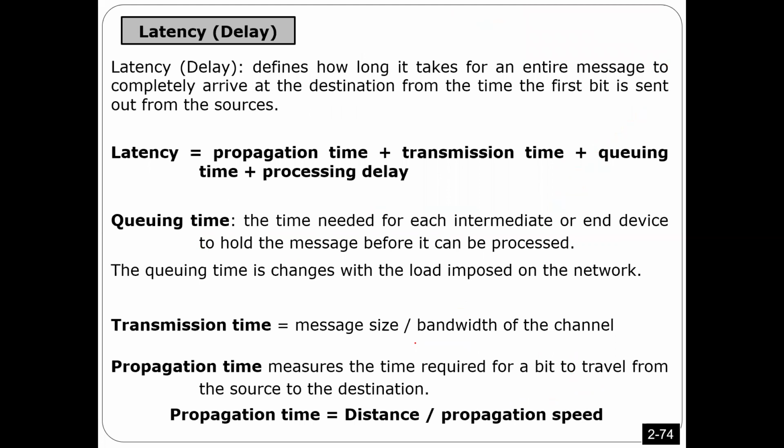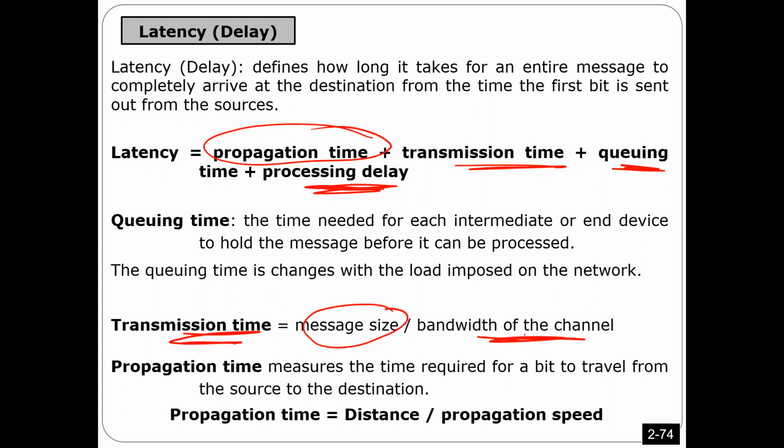The next one here, delay. I think in chapter one, I explained the delay. I told you there are different reasons for delay, like processing delay. A queue: I told you when the packet has to be stored, it stays for some time in the queue. Also, we have the propagation time or propagation delay, and transmission delay, as I told you before. The delay is the size of the message divided by the bandwidth.